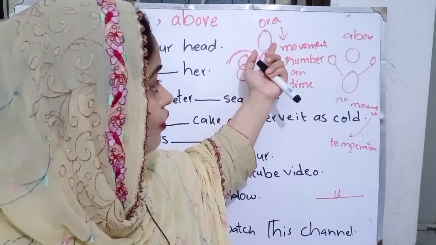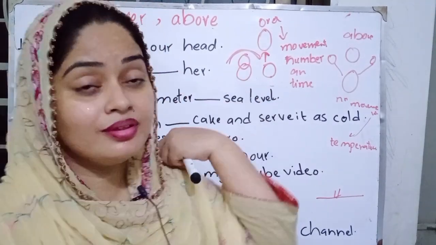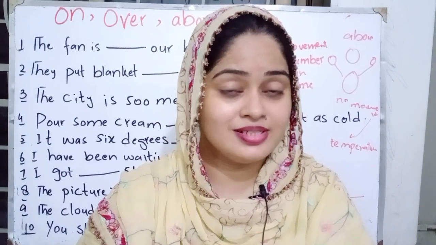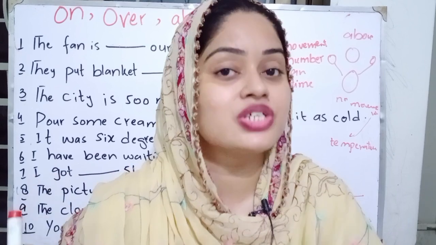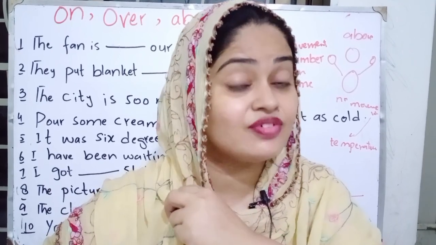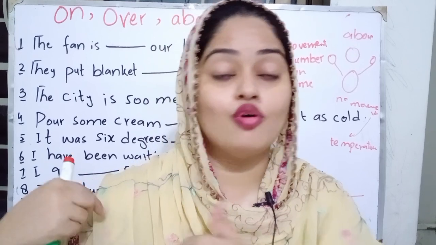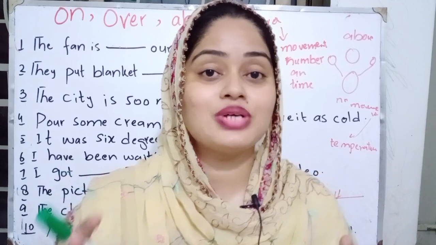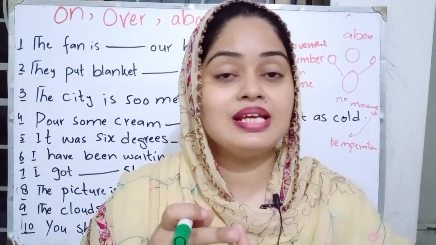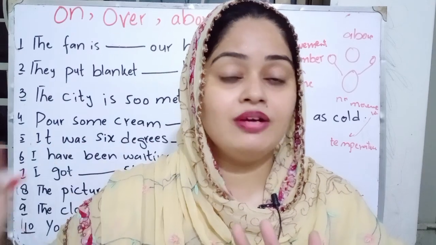Over means when something is directly above something else, whether it is covering it or in touch with it. For example, this dupatta is covering my shirt. I can say that the dupatta is over my shirt, because it is in contact with it, directly covering it. If the clouds are on the city, you can say clouds are over the city, because clouds are covering the city. If something is covering or in touch with something else, we use over. For number, we use over.